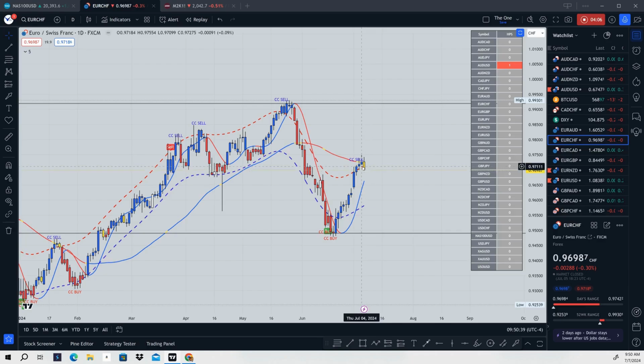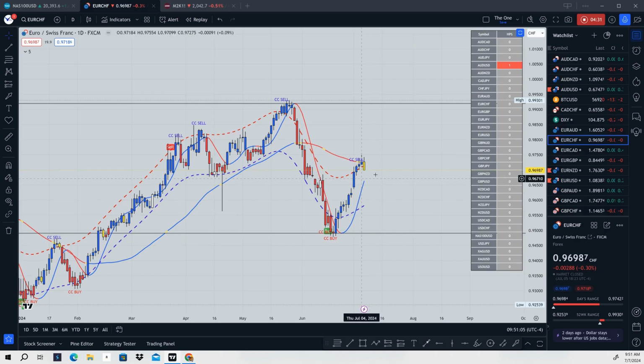So you have to wait until the daily time frame is in alignment with the weekly time frame. So when the daily time frame is ready to go back up, then you would want to take a buy trade on Euro CHF. Okay, but as we see now, this is not the case. Okay, so this week we're going to be selling Euro CHF.